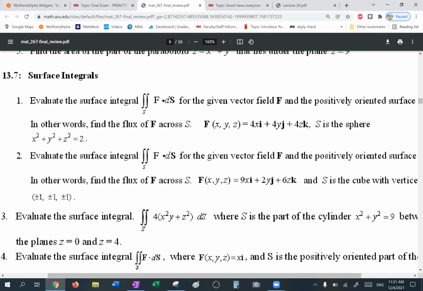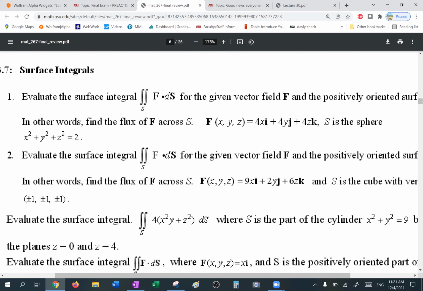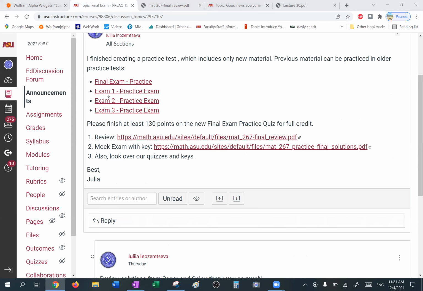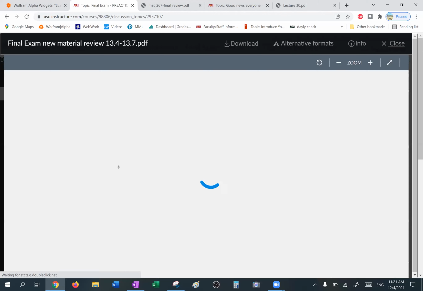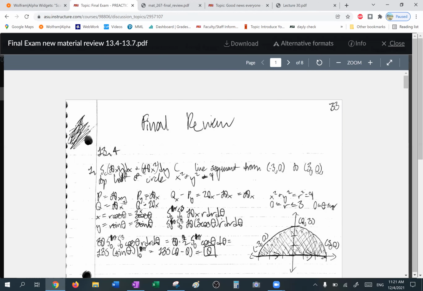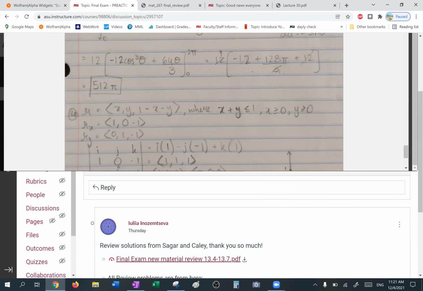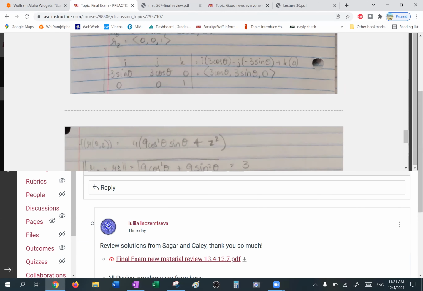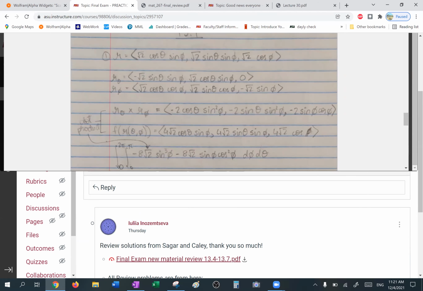Okay, I'll show you what I mean. So I'm trying to do this problem, right? Surface integral, F is 4xi, 4yj, and 4zk. Your solutions are here. I'm scrolling down to the 13.7. That's the last topic. And it looks like this. 13.7. That doesn't look like the problem I want to do.